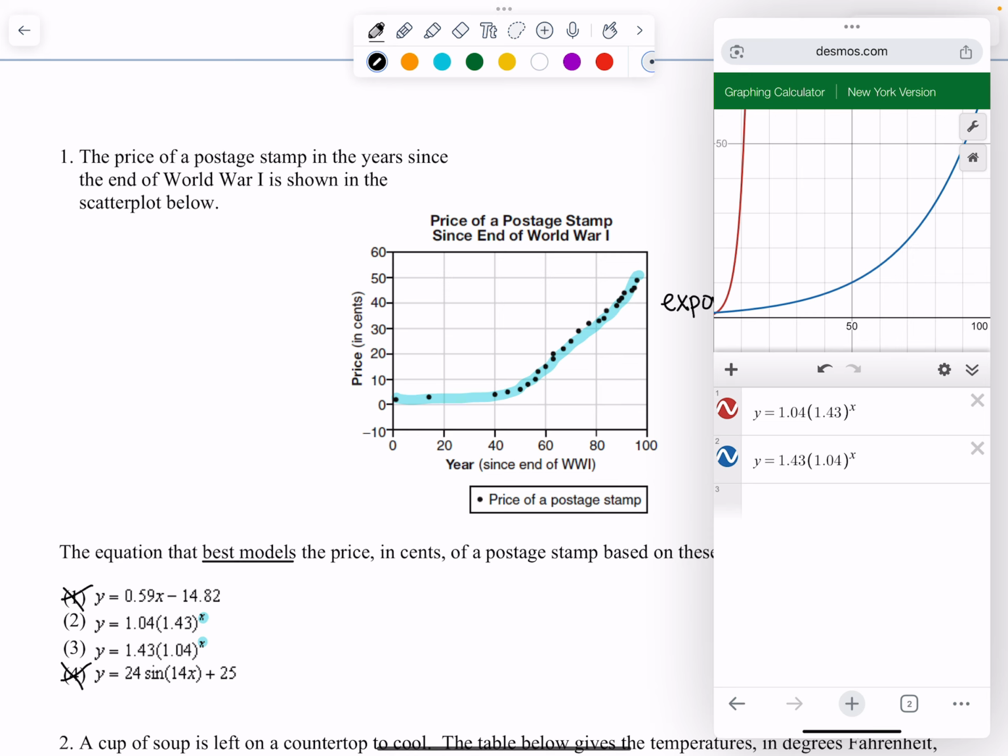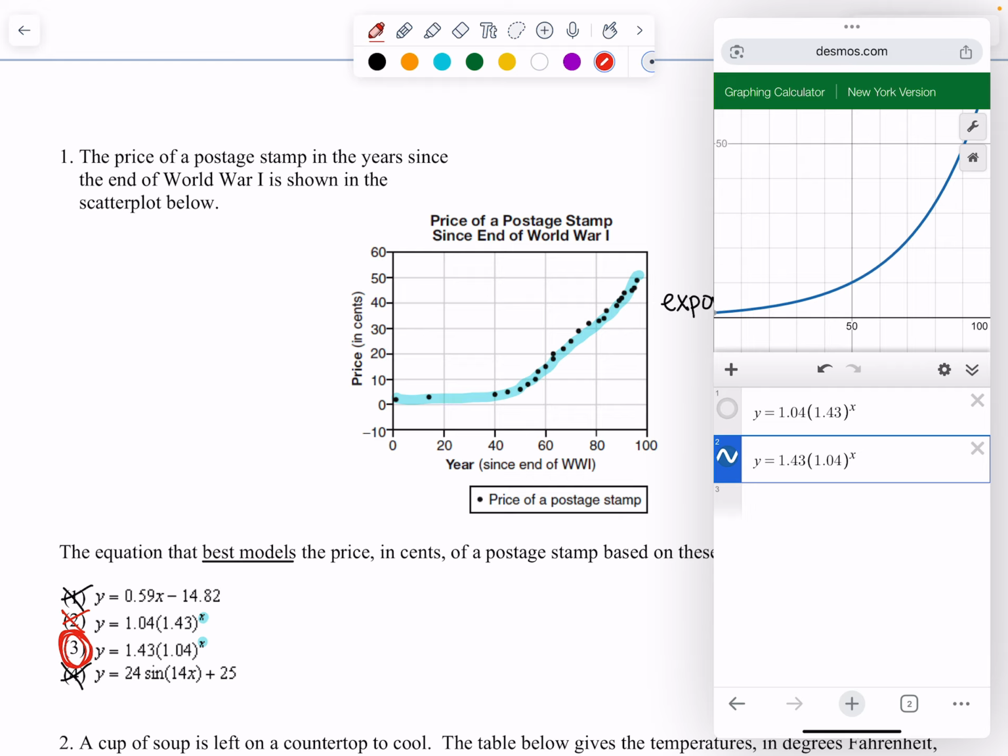Now, looking at this display, the red graph versus the blue graph definitely looks more like what I was seeing in my scatter plot. The red graph, if I were to see that on my scatter plot, looks more like that. So the first one I typed in is not correct, but the second one, which in my multiple choice is choice 3, 1.43 times 1.04 to the x power, is the one that best resembles this data.